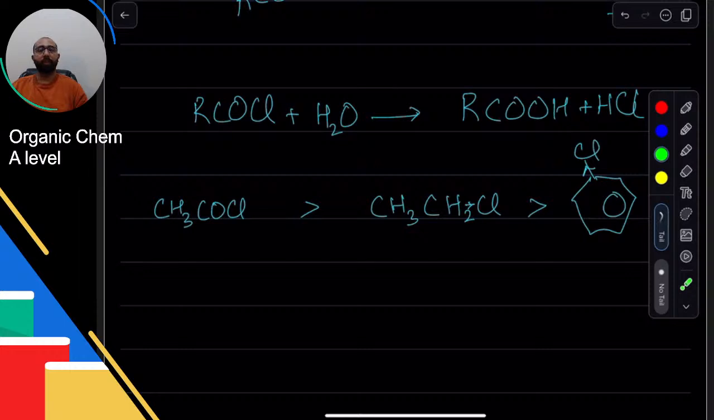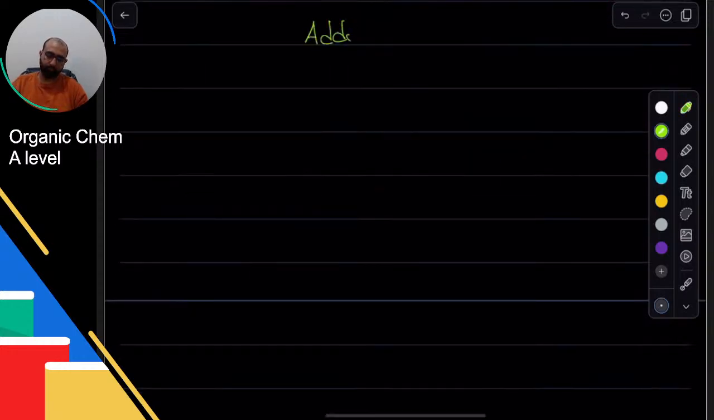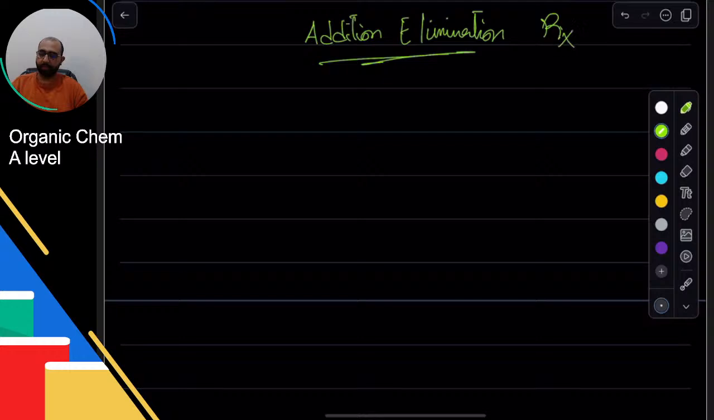mechanism for A2 chemistry, the second main mechanism, which is called addition-elimination reaction. Addition-elimination reaction. How does that work? We want to add something, which means we have a double bond that we are going to break. And we also want to remove something, which is the elimination part. So let's try it. So here's what we're going to do. We're going to start with this one. And we are going to break this double bond.